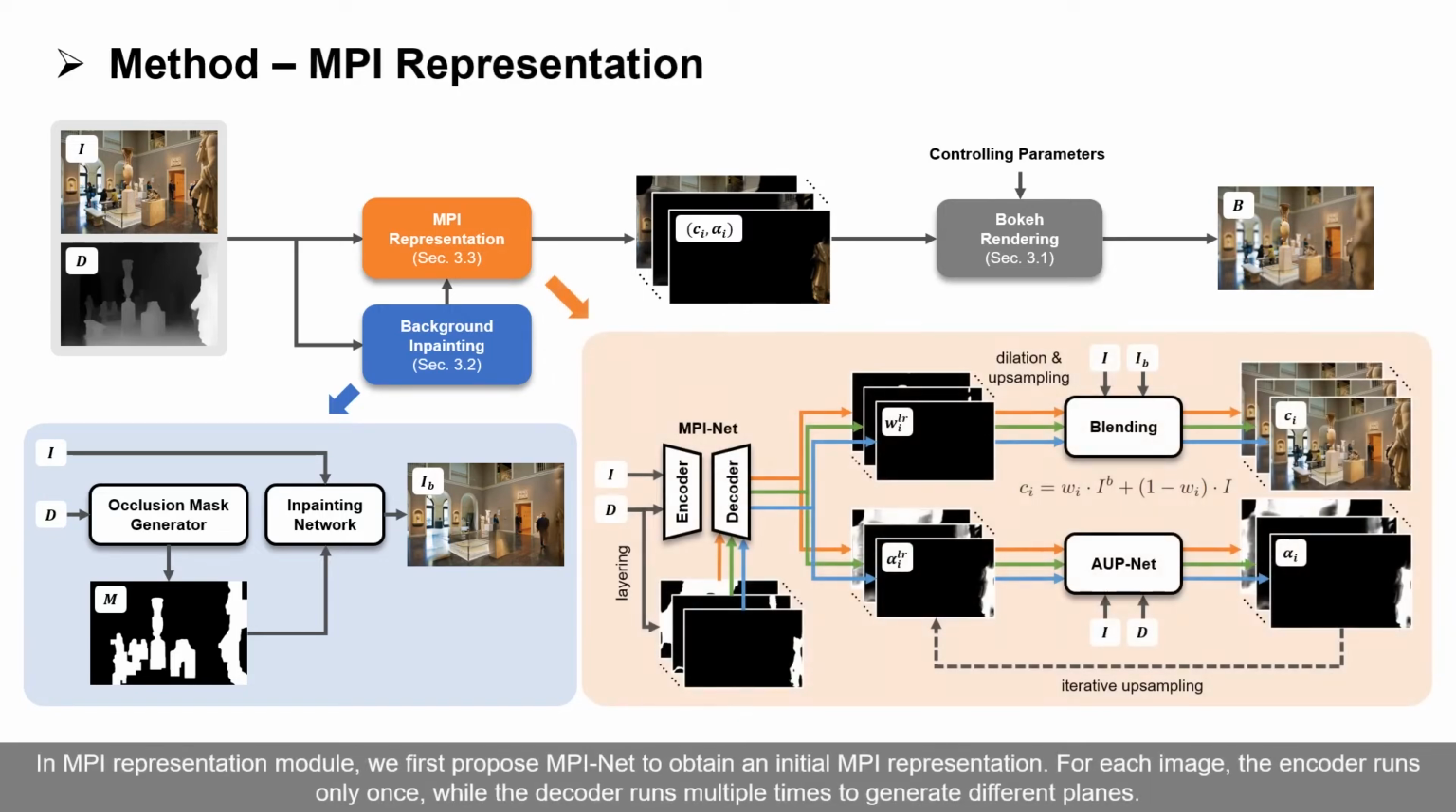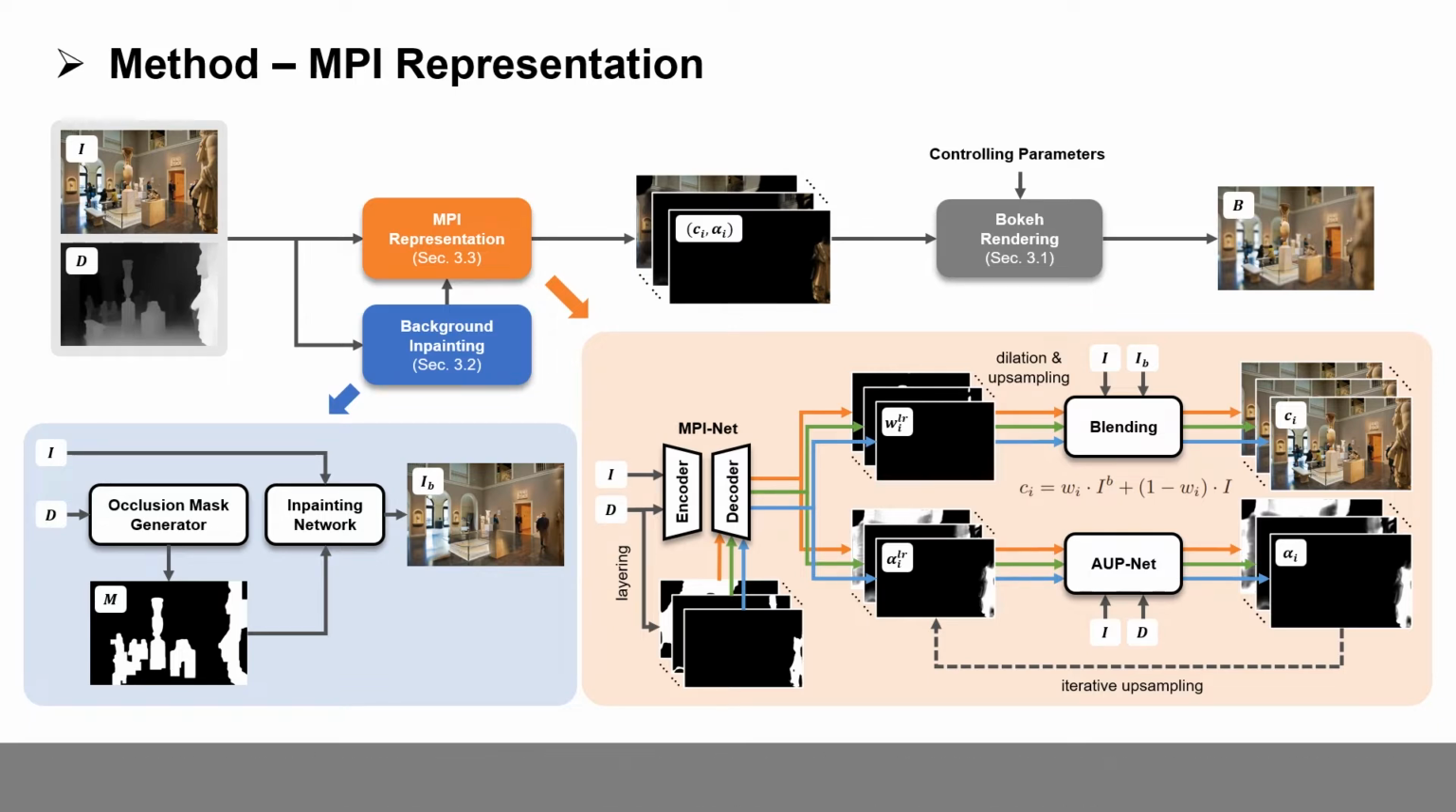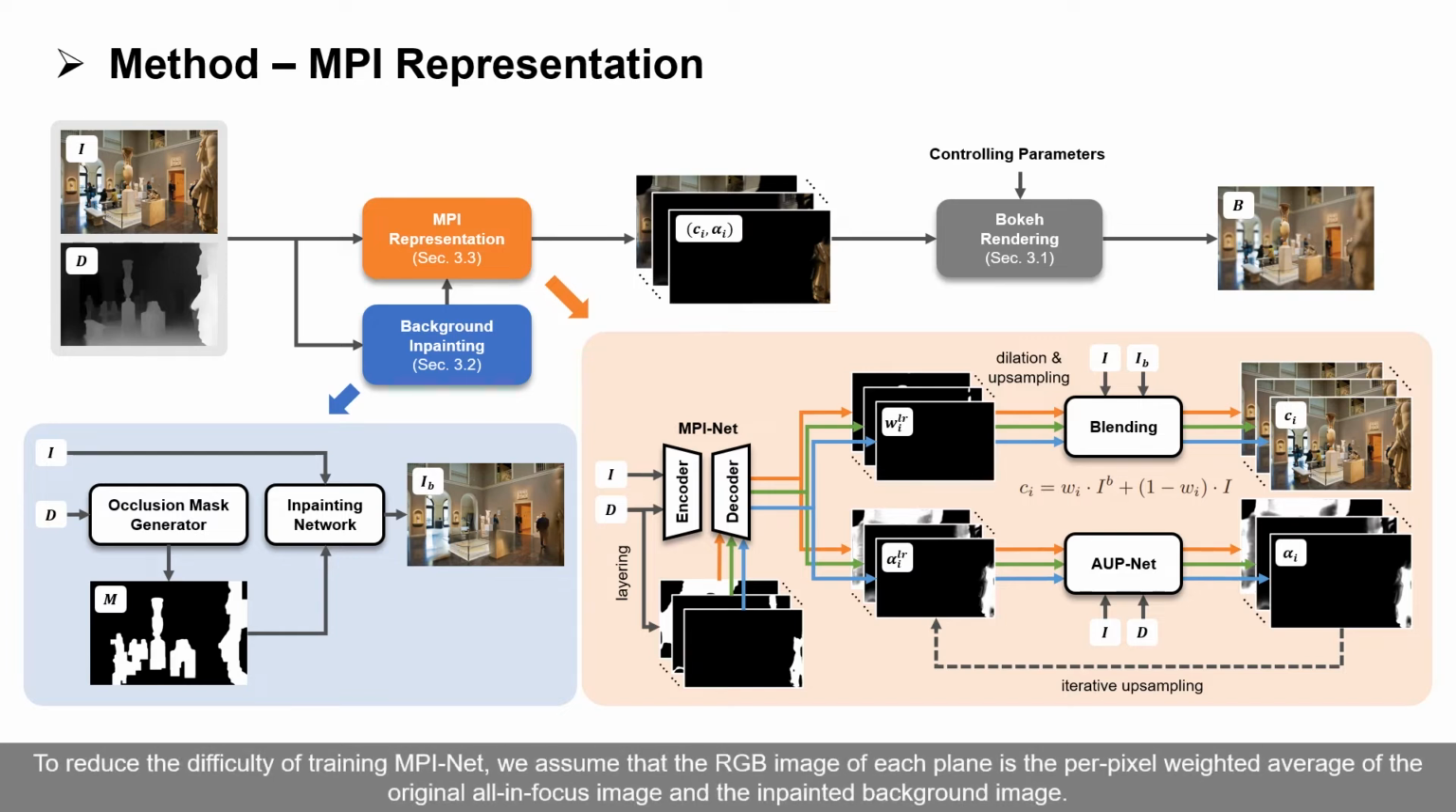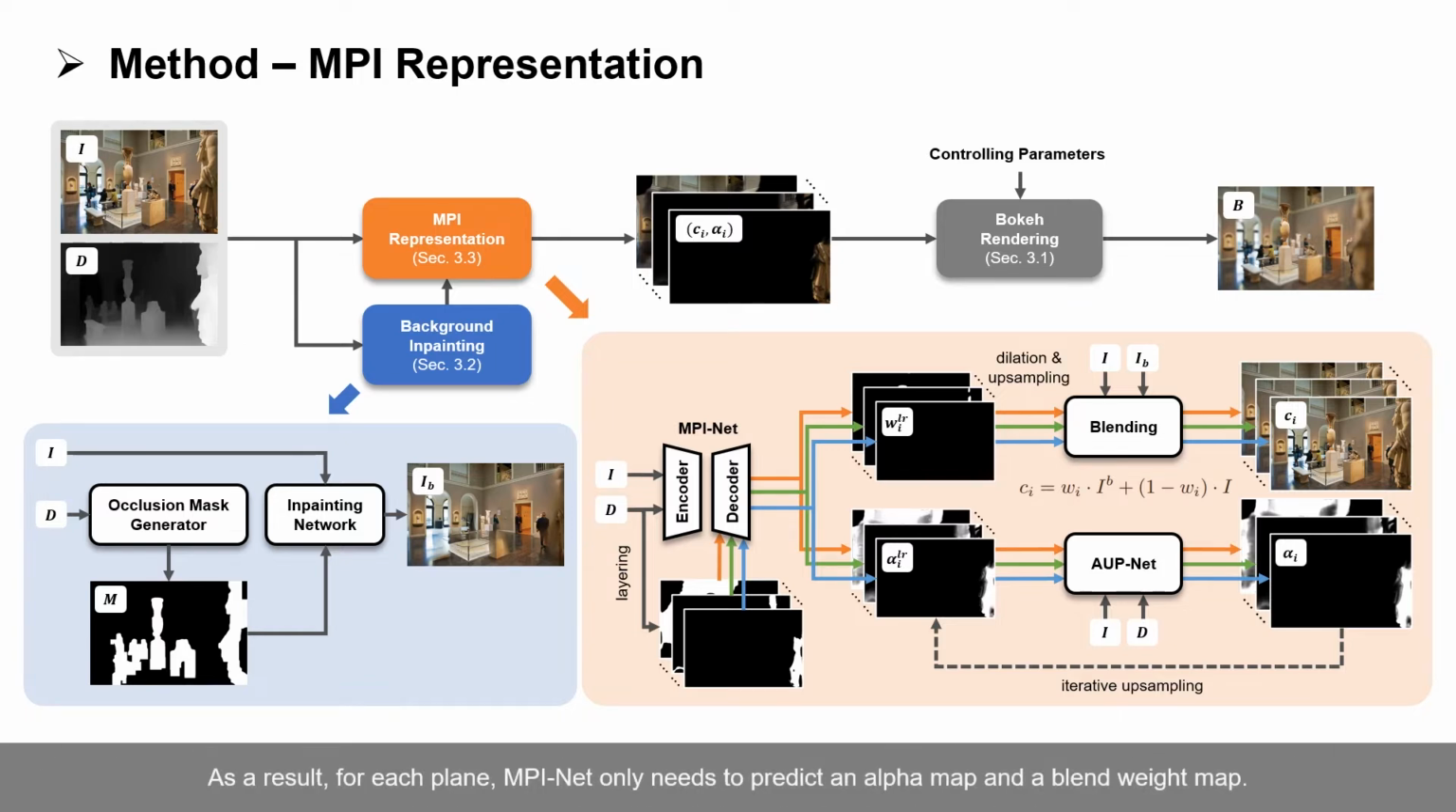In the MPI representation module, we first propose MPI-net to obtain an initial MPI representation. For each image, the encoder runs only once, while the decoder runs multiple times to generate different planes. To reduce the difficulty of training MPI-net, we assume that the RGB image of each plane is the per-pixel weighted average of the original all-in-focus image and the inpainted background image. As a result, for each plane, MPI-net only needs to predict an alpha map and a blend weight map.